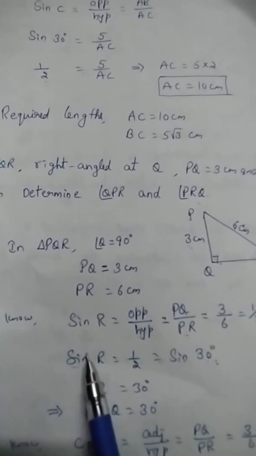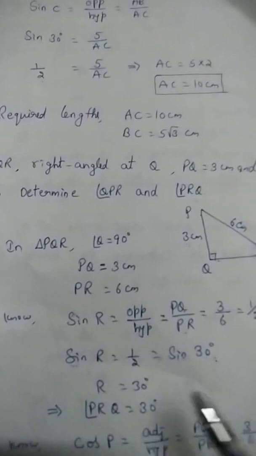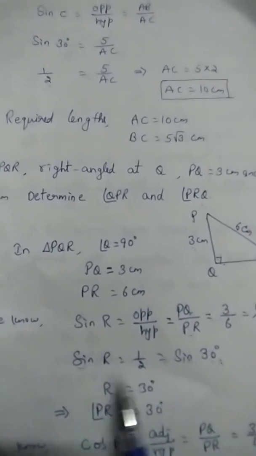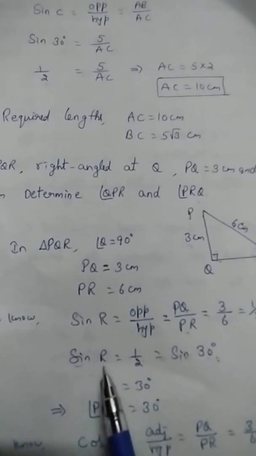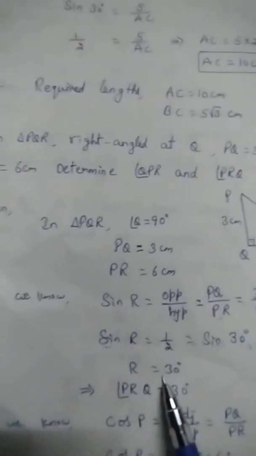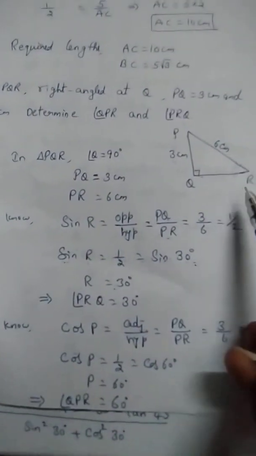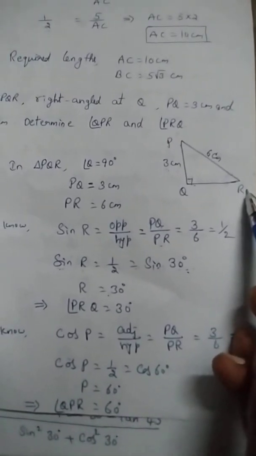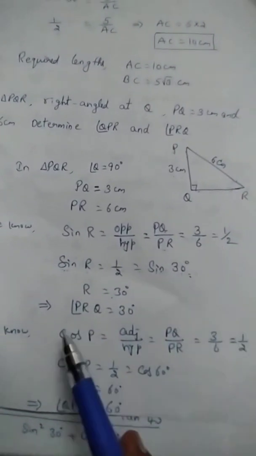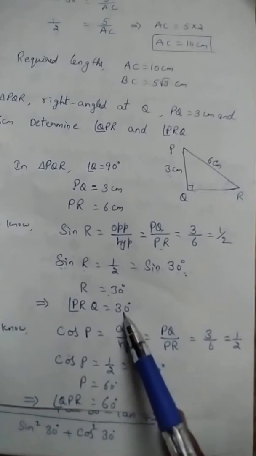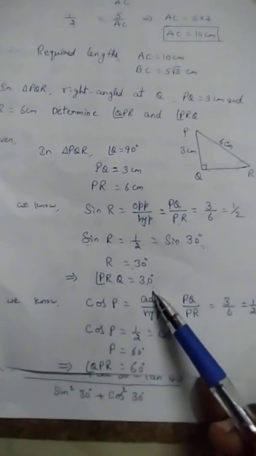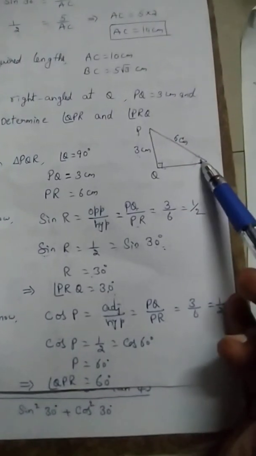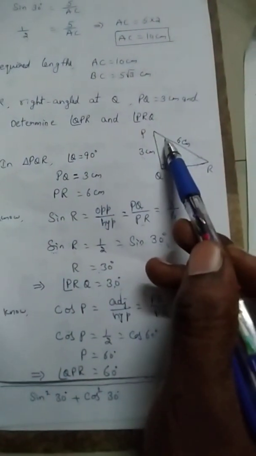Generally we can remove the sine on both sides. So by removing the sine on both sides, R is equal to 30 degrees. R is the angle at vertex R, which means angle PRQ is equal to 30 degrees. Angle PRQ is equal to 30 degrees. Then that is completed. Now one more angle, that is QPR.